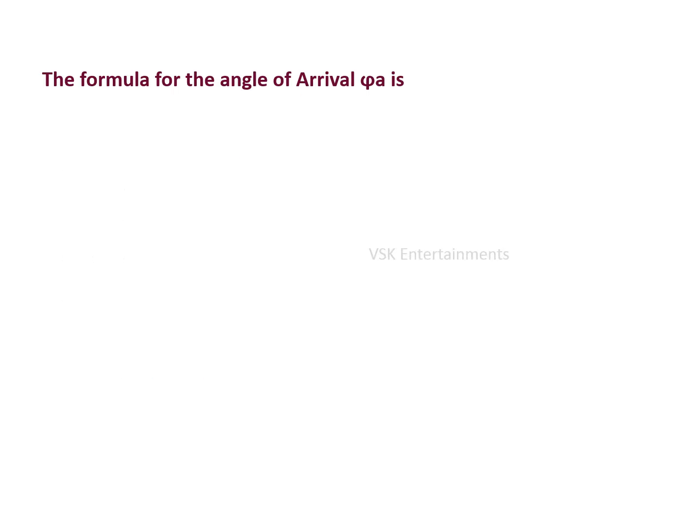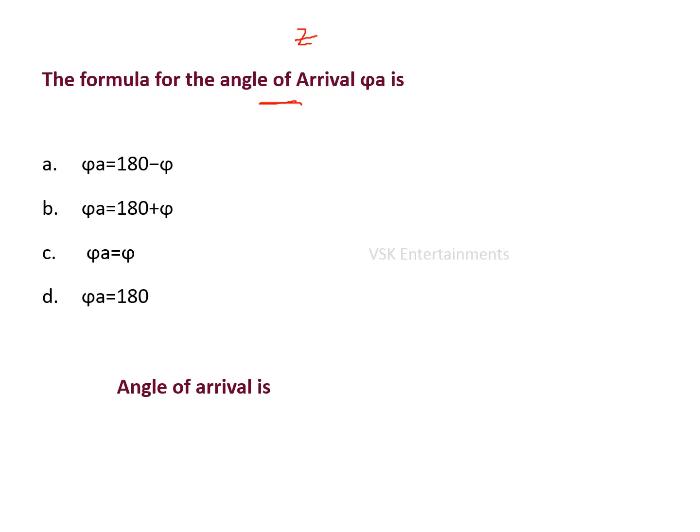Okay, coming to next one, the formula for the angle of arrival phi a is, options are phi a is equal to 180 minus theta, 180 plus theta, phi a is equal to phi, and phi a is equal to 180. Here, if complex zeros are present, we are going to get the concept of angle of arrival, and the formula for angle of arrival is phi a is equal to 180 plus phi. If we consider angle of departure, that is 180 minus phi. Here phi is the same, that is phi is equal to summation of angles by all the poles minus summation of angles by all the zeros. So option B is the right answer.